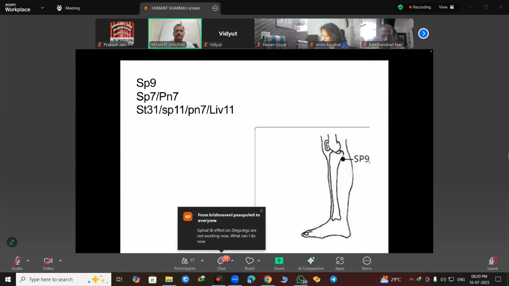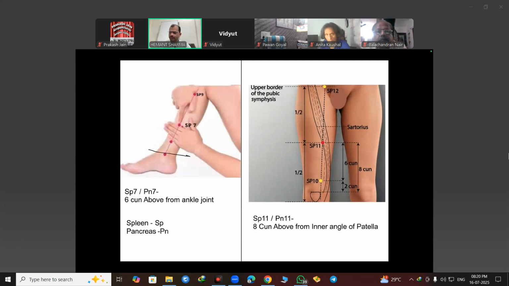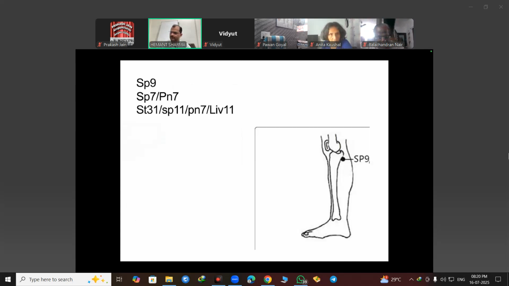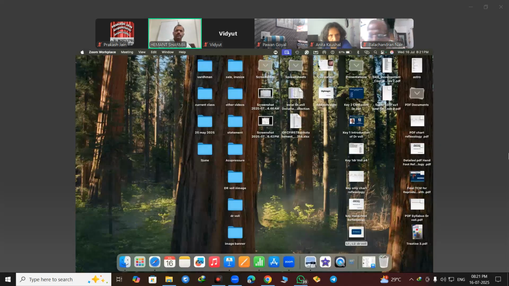So now look at this image. From the ankle joint, if we go 3 chun, spleen 6, again 3 chun, that is spleen 7. Sorry, we are not discussing spleen 7, spleen 7 will come in another protocol. We are discussing spleen 10. So let me tell you about spleen 10.